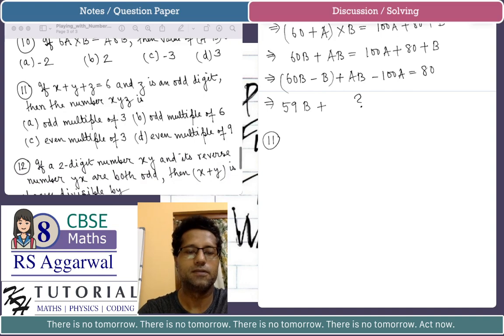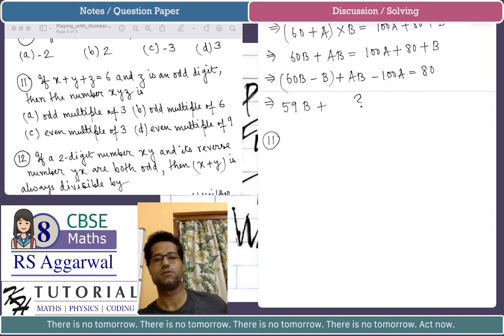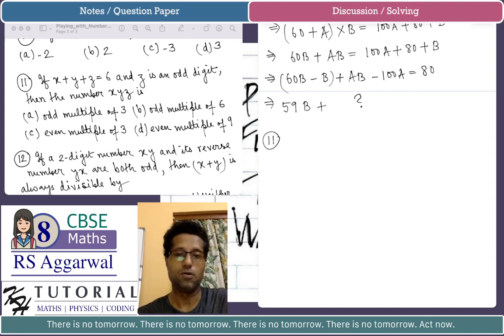Problem number 11 says that if x plus y plus z is equal to 6 and z is an odd digit, then the number xyz is: odd multiple of 3, odd multiple of 6, even multiple of 3, even multiple of 9. An odd multiple of 3 means 3 multiplied by some odd number. An odd multiple of 6 means 6 multiplied by some odd number.